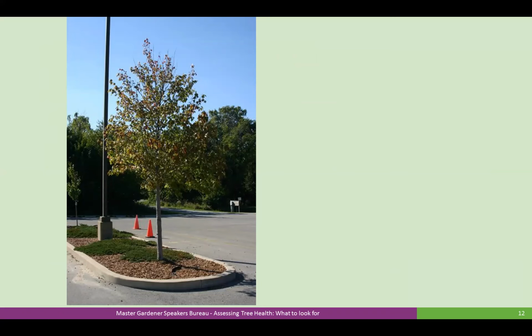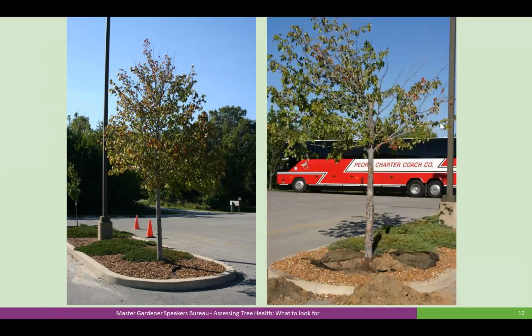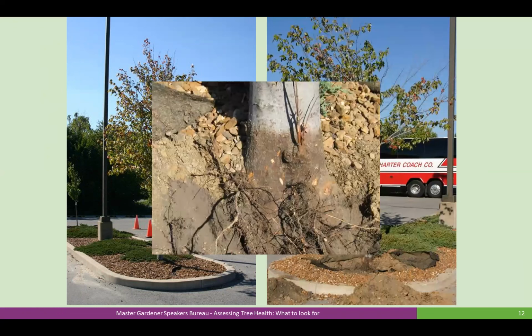So I'm going to show you a close-up of what this tree looks like. If you look at the dark portion of that trunk, right about in here, you can see the level at which that tree was planted, and you see how deep it was. Here is the root flare down here, and here is how deep it was planted.